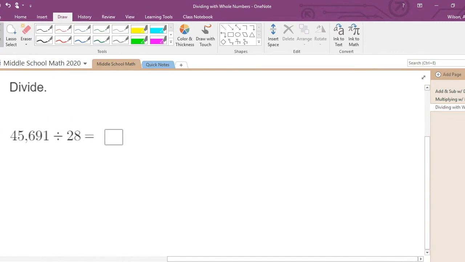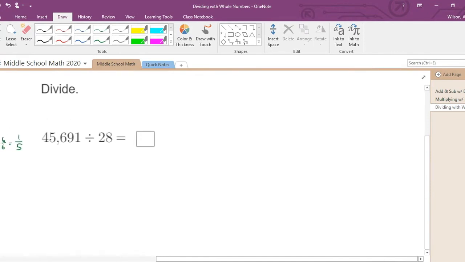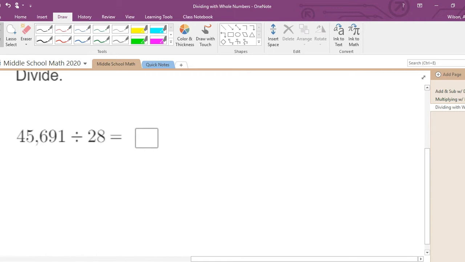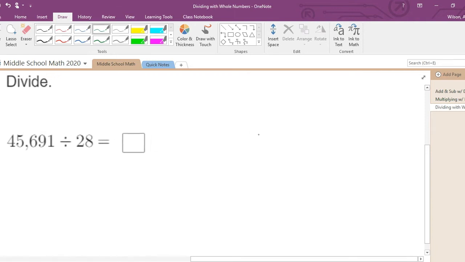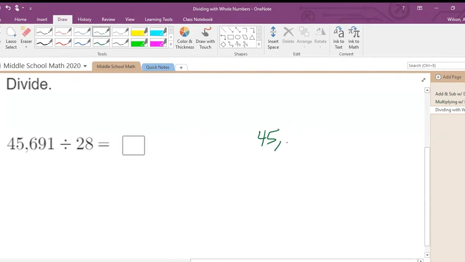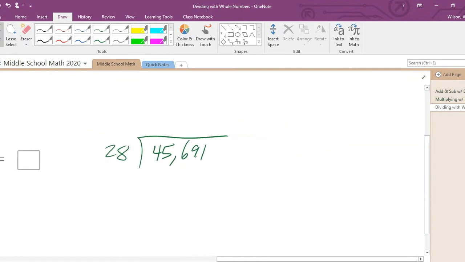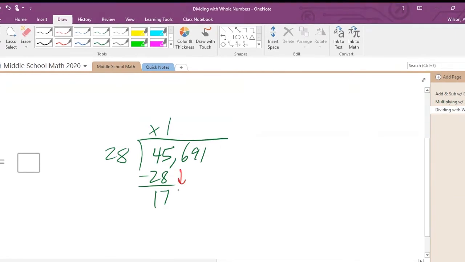On into the next division problem. Keep in mind this first number is called the dividend, and that is the number that goes inside the box. So 45,691 divided by 28. How many times can 28 go into 4? Not at all. But into 45 is going to be just once. And 1 times 28 is 28. Now we're going to subtract, and 45 minus 28 is 17. And the next step is to bring down the next number, which is a 6.